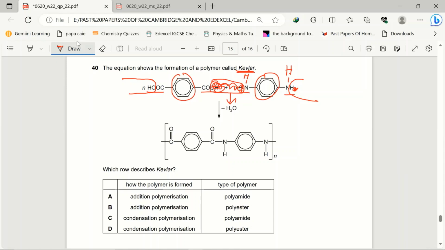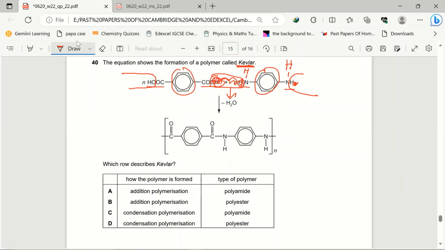This is the thing. Which row describes Kevlar? How the polymer is formed? It's definitely not addition. This is condensation. And type of polymer, we see it's a polyamide linkage, right? CONH, polyamide or polypeptide linkage. So polyamide is correct. Polyester linkage is C double bond O. This is polyester linkage. This is polyester. So this is polyamide linkage. So we can see C is the only correct answer.